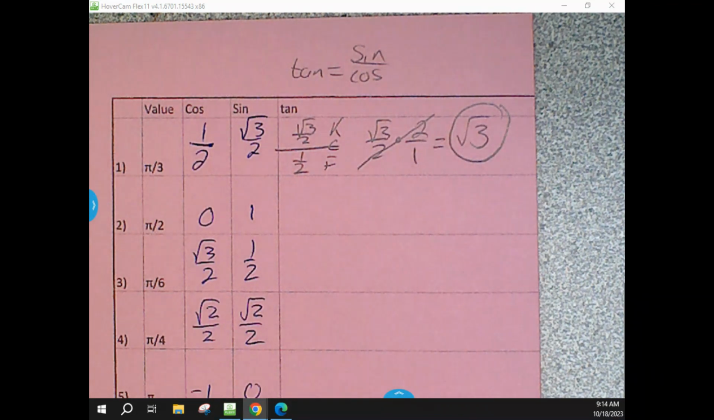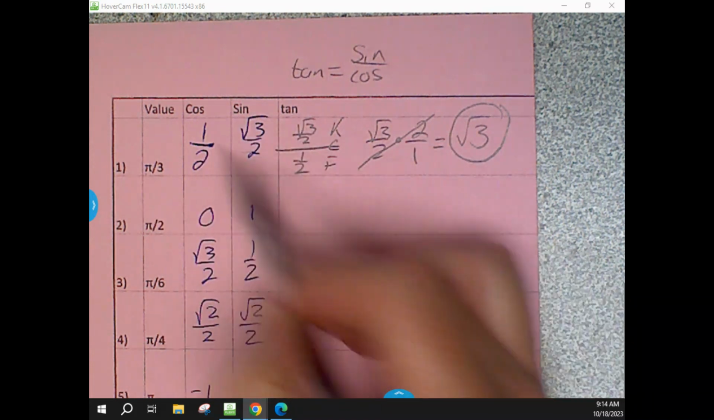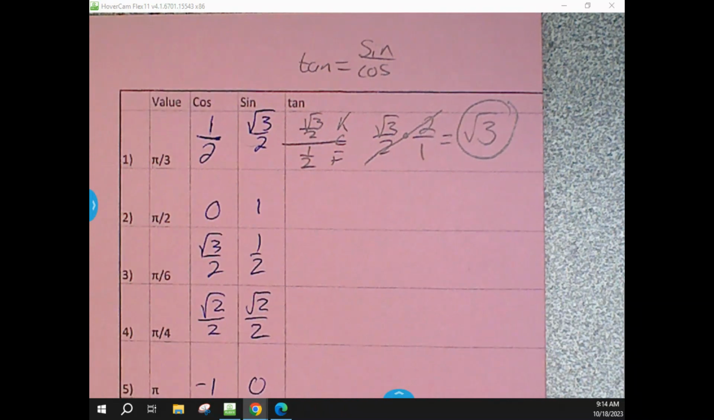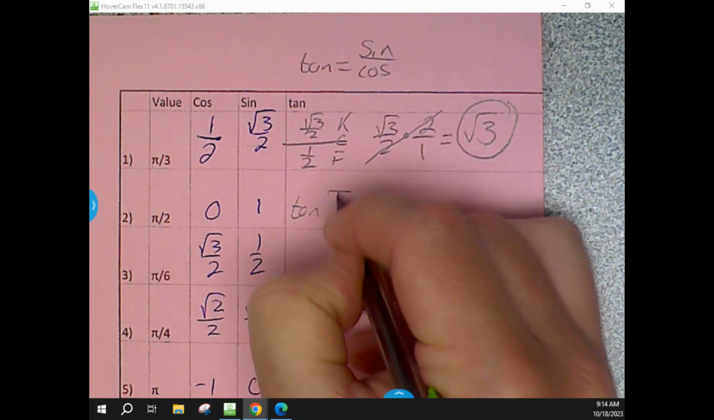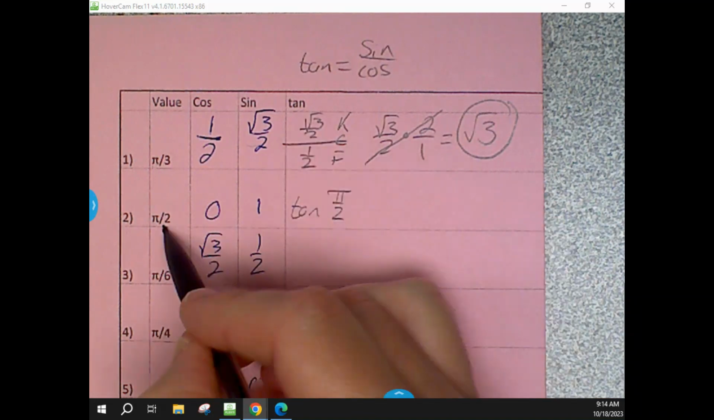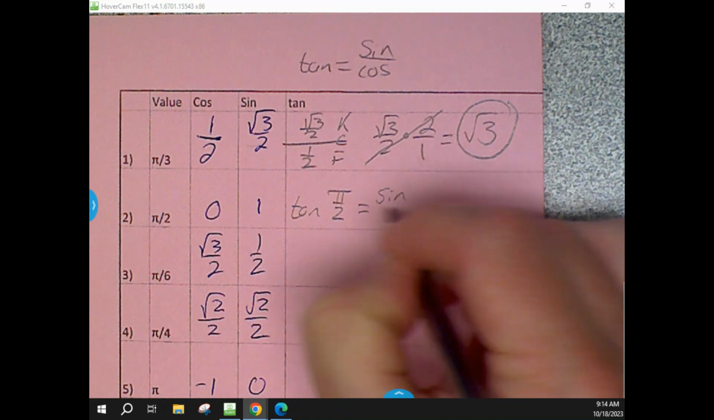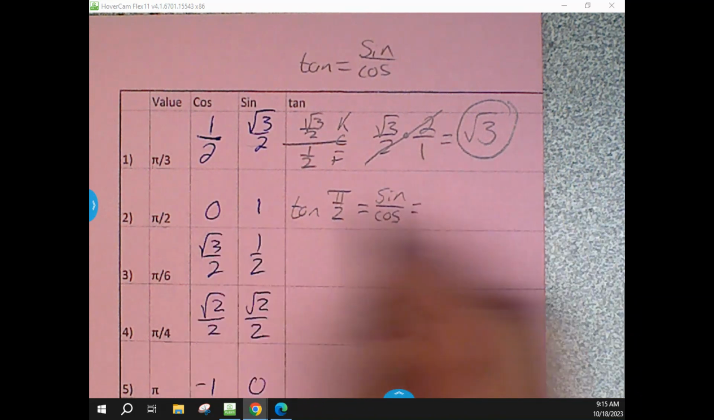Okay, so they ask you to find the tangent of pi over 3. You're going to put the sine value over the cosine value, and then you simplify that fraction. Okay, and we'll do the same thing for this one. So if they ask you to find tangent of pi over 2, which is what they're asking you to find here, that's going to be the sine over the cosine. So that's 1 over 0.